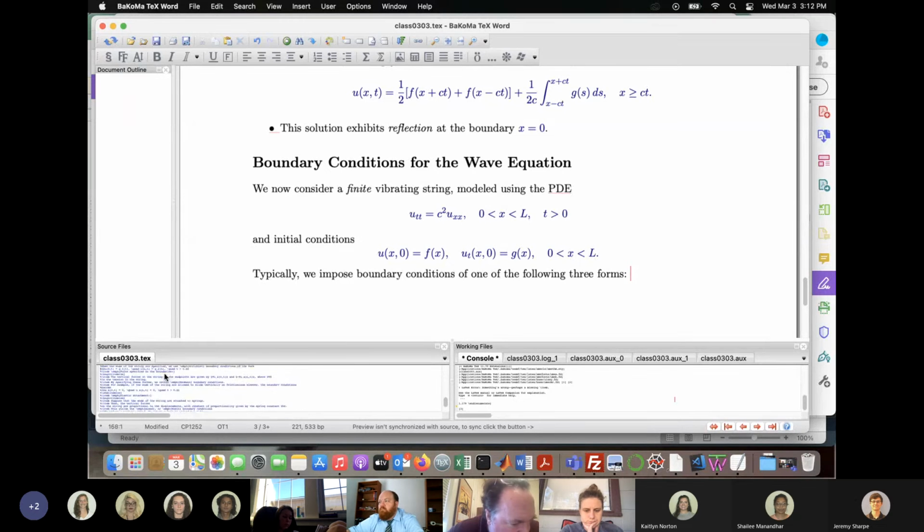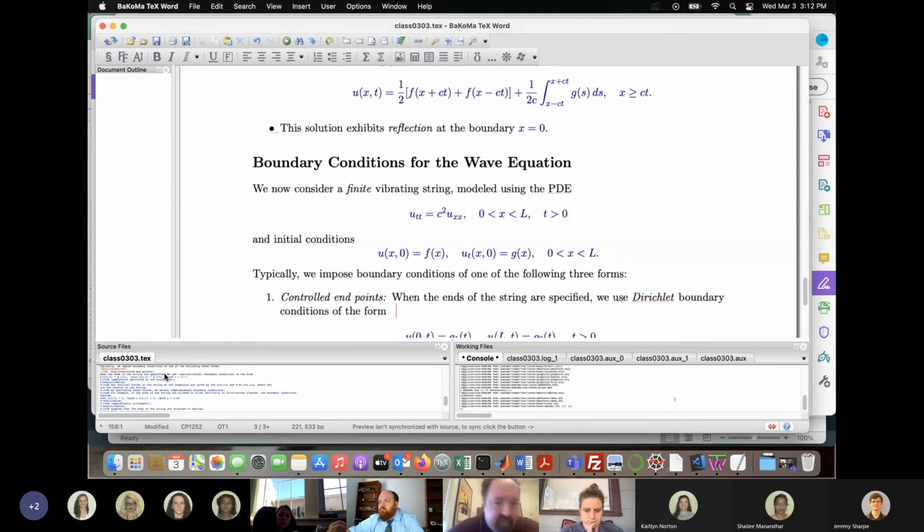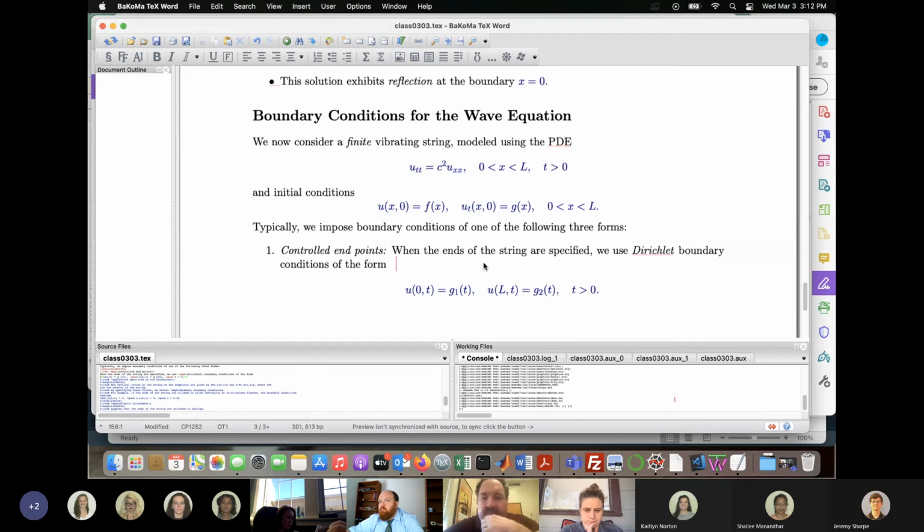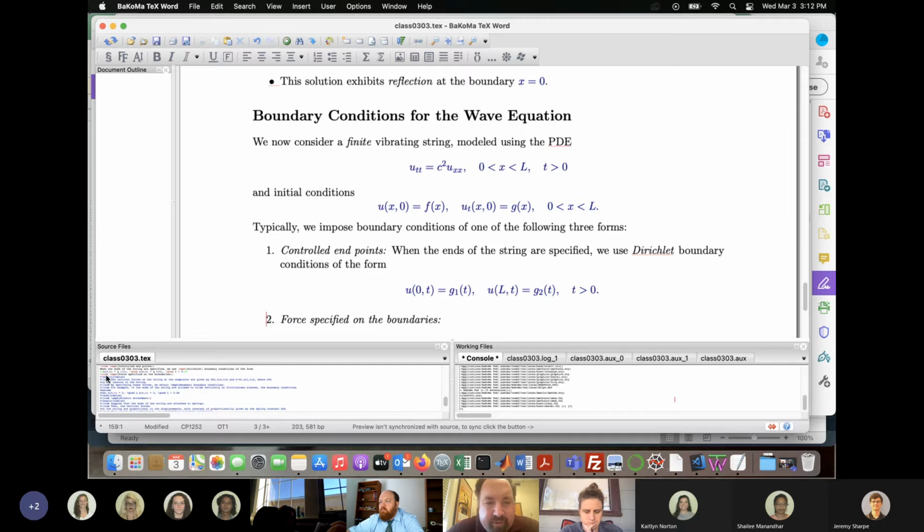Okay, so first, suppose we have the displacement fixed at the endpoints. So that's like with a heat equation, Dirichlet boundary conditions. So U is set equal to something at the two boundary points that may or may not be a function of t. Next boundary condition.